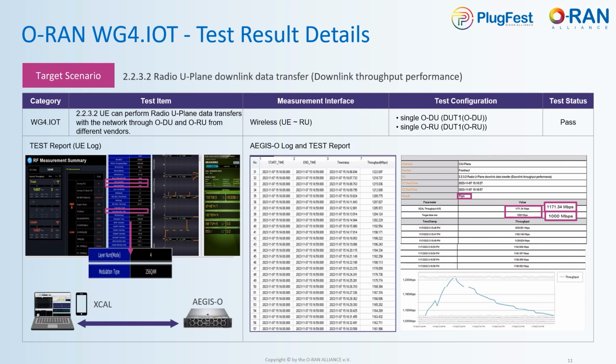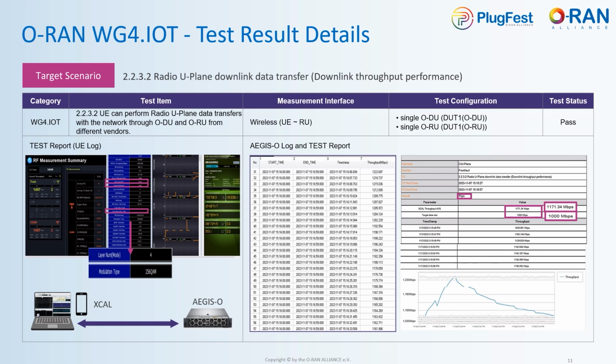The third one is radio U-plane downlink data transfer. In this test scenario, we need to test whether UE can perform radio U-plane data transfers with the network through DU and RU from different vendors. In XCAL-DM, a predefined automatic call is executed to test downlink throughput, and then AGSO can get data from XCAL.